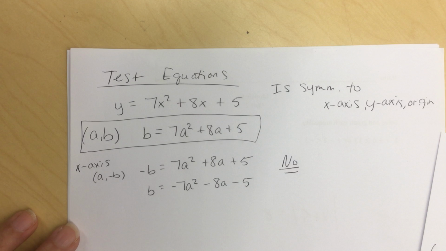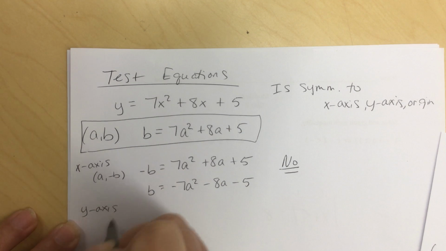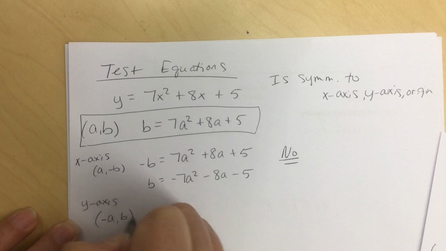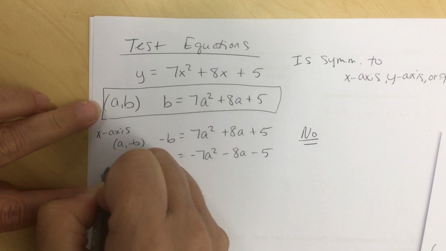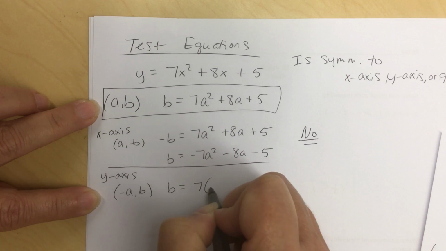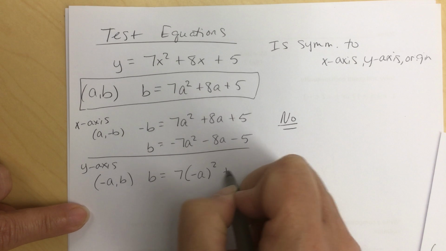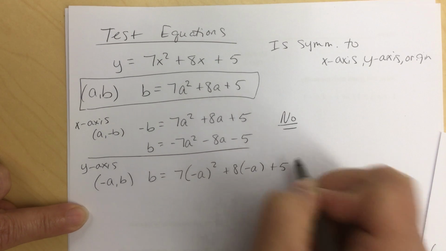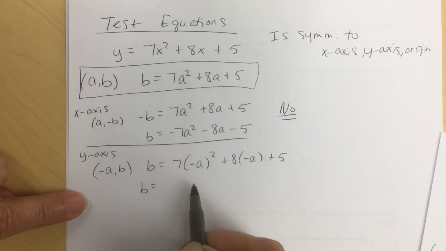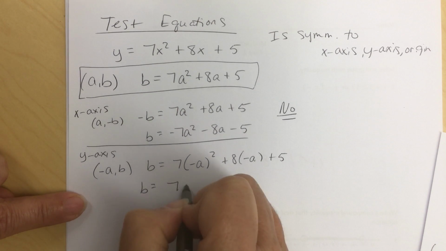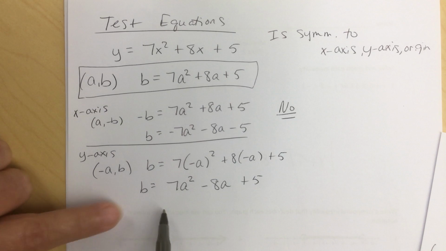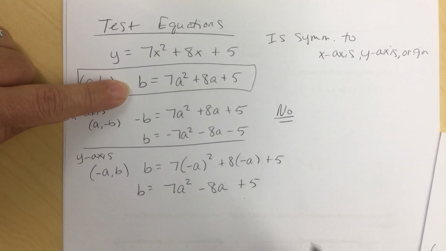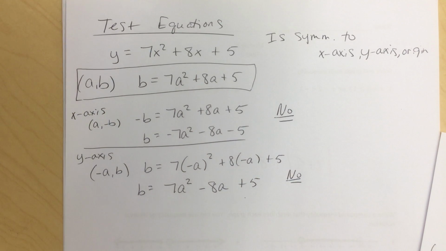Okay. So let's try y-axis. That would be a negative A, positive B. We already are checking AB. So we'll plug in negative A, B and see what we get. That would be B is equal to 7 times negative A squared plus 8 times negative A plus 5. Well, this works out okay because negative A squared is 7A squared. But this is minus 8A plus 5. This is different than my original. So this is also a no. It's not symmetric to the y-axis.